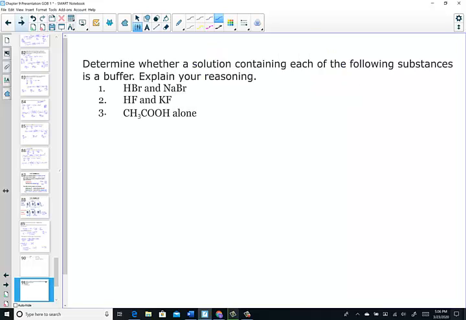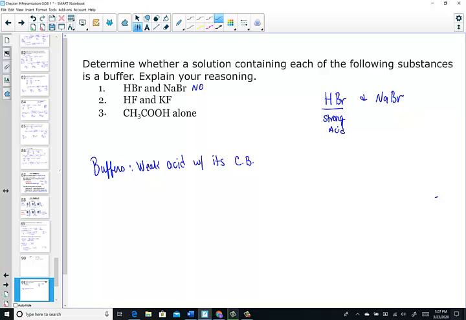Well, let's practice. Let's determine whether a solution containing each of the following substances is a buffer. Explain your reasoning. Now, let me just remind you the criteria. Buffers must be a weak acid with its conjugate base. So let's say HBr and NaBr. Right away, I can see that this is a strong acid. That doesn't meet the criteria, does it? Since HBr is a strong acid, that's not going to be a buffer.